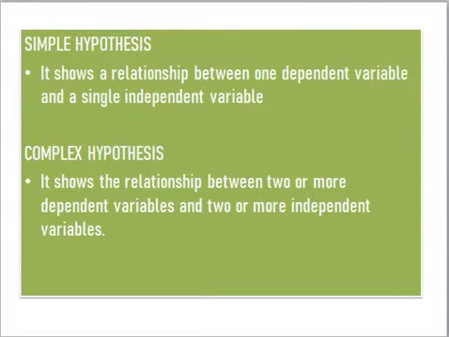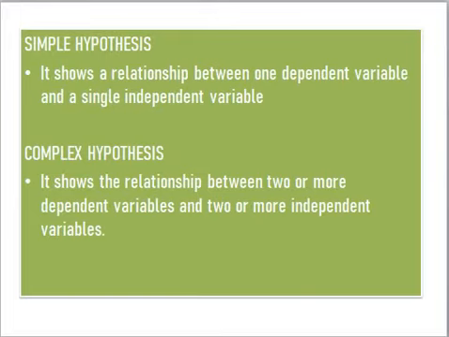The next type is simple hypothesis and complex hypothesis. As its name indicates, if it shows a relationship between one dependent variable and a single independent variable, that is a simple hypothesis. For example, we can say that if we eat more vegetables, we will lose weight faster. Complex means the relationship between two or more dependent variables and two or more independent variables. Independent and dependent variables will be more, and the hypothesis will be more complex.